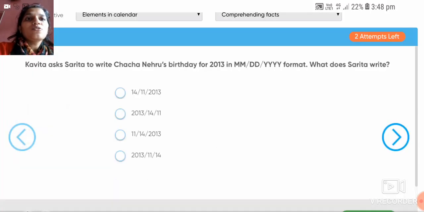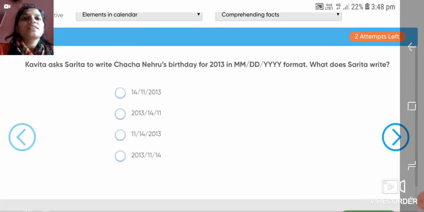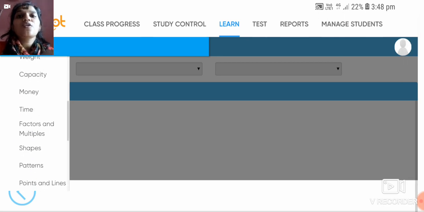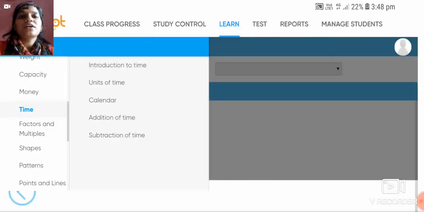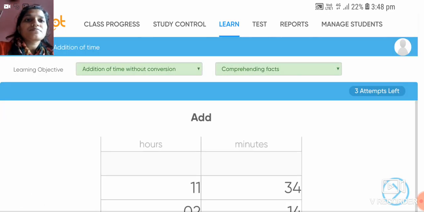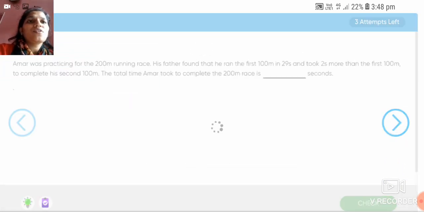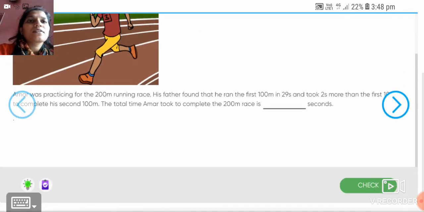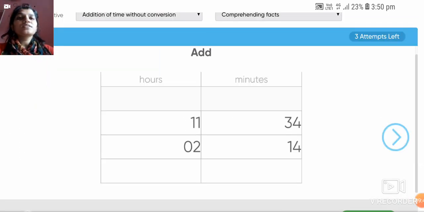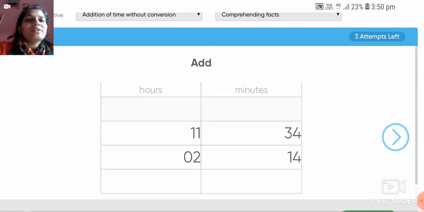concept. Now students, what we are going to see? Now we are going to see the duration of time. We have seen introduction to time, units of time, calendar, and now we are going to see addition of time. Yes, so these are the examples for addition of time. Now we are going to solve some examples for the duration of time. So we are going to add now minutes and hours.